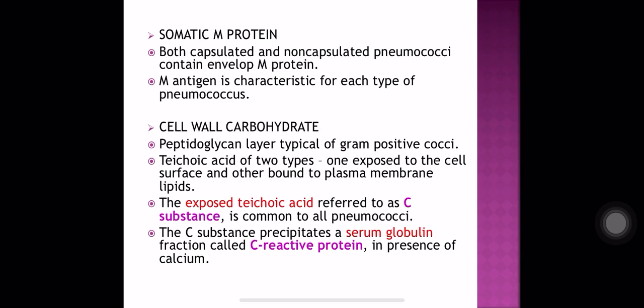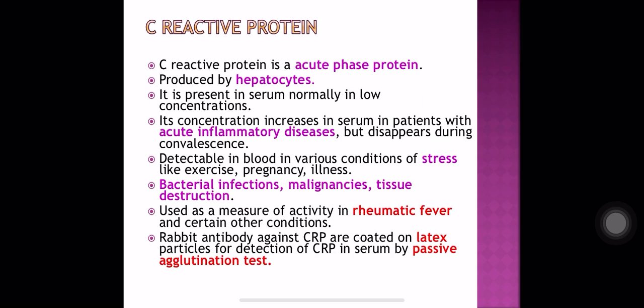It is basically an acute phase protein, and it was believed that this C-reactive protein is an antibody against the capsule of pneumococcus, and from that it got the name C-reactive protein. But later on it was found that it is not an antibody to the pneumococcal capsule, but an independent entity which is found in the blood, and it just merely reacts with the capsule of pneumococcus. This C-reactive protein is an acute phase protein. It is produced by hepatocytes, and under normal conditions its concentration remains low in the blood.